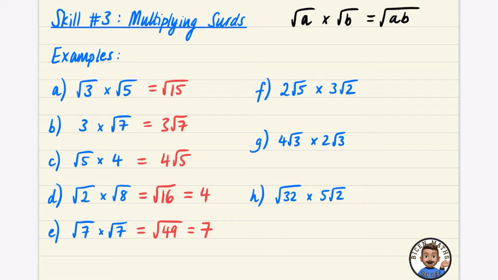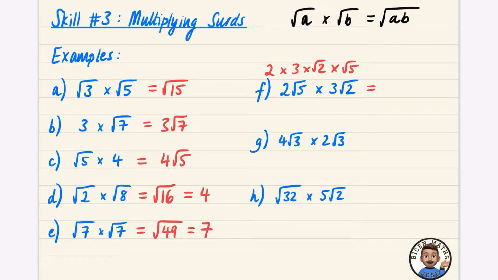Now these ones are a bit trickier. Let's just try and remember what this means. This means 2 multiplied by the square root of 5 multiplied by 3 multiplied by the square root of 2. So if I was going to do this in a slightly different order, I would probably do it in this order. Because remember, you can do multiplication in any order that you like.